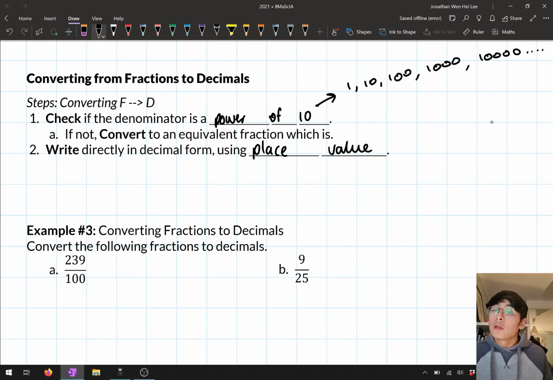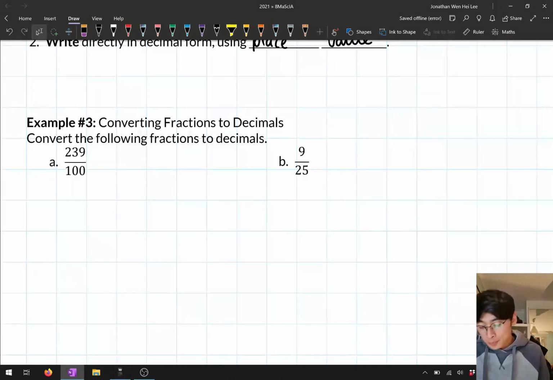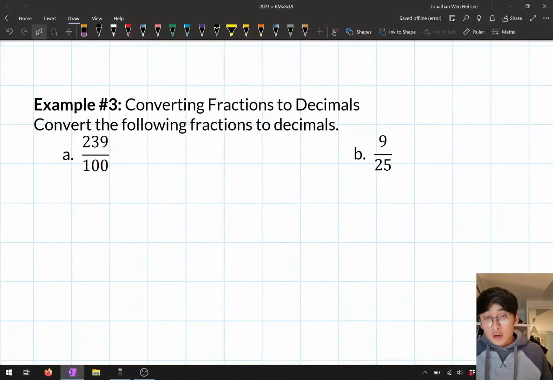So here, all we want to do is just use our place values, like we did with our place values, and then just write it as a decimal. So let's have a go at a few examples of this. First one here, A. So we've got 239 over 100. Now, the bottom denominator here is our power of 10.